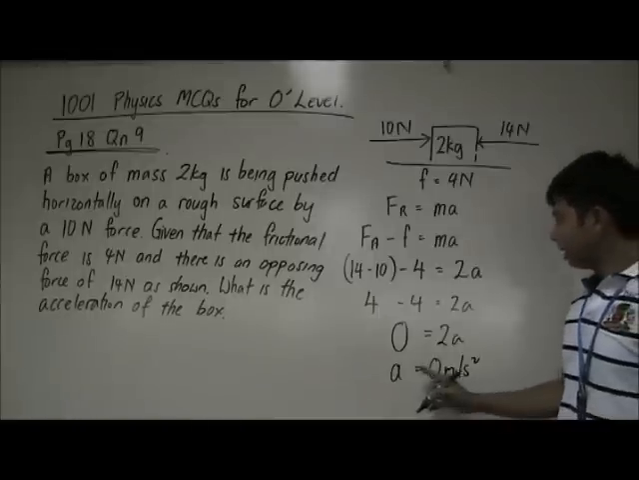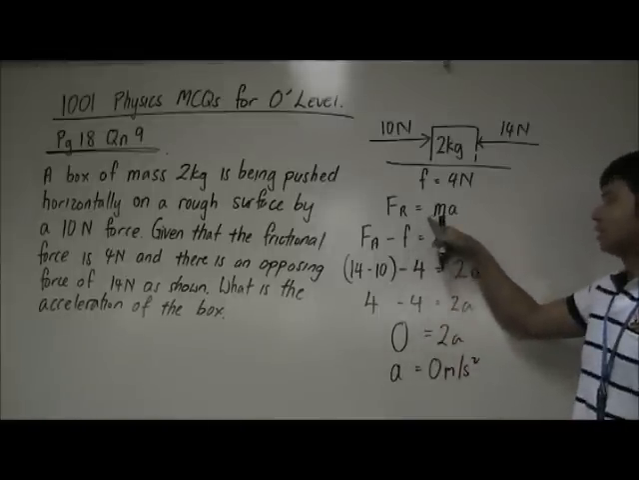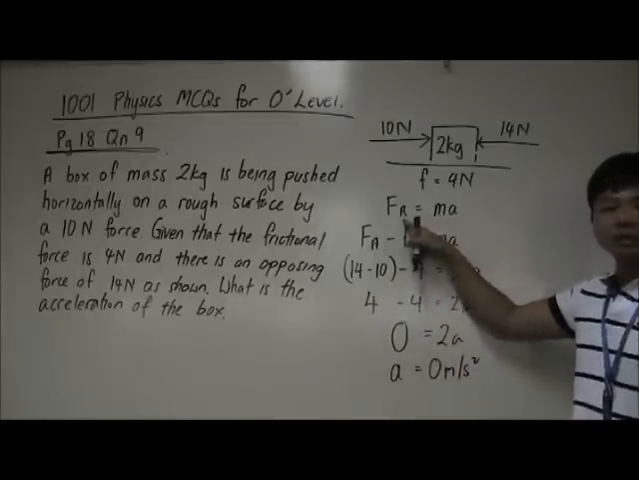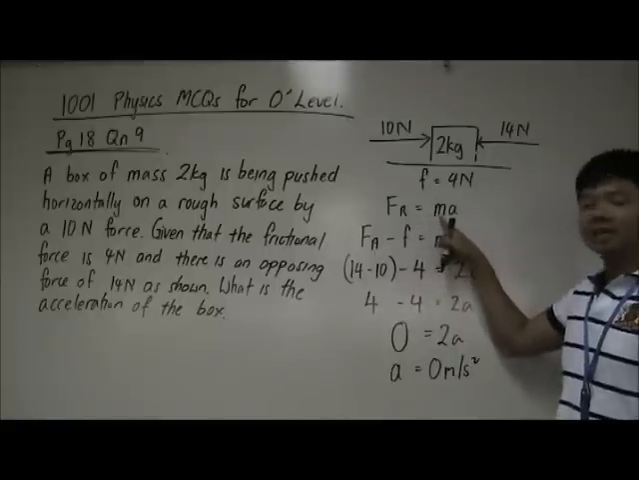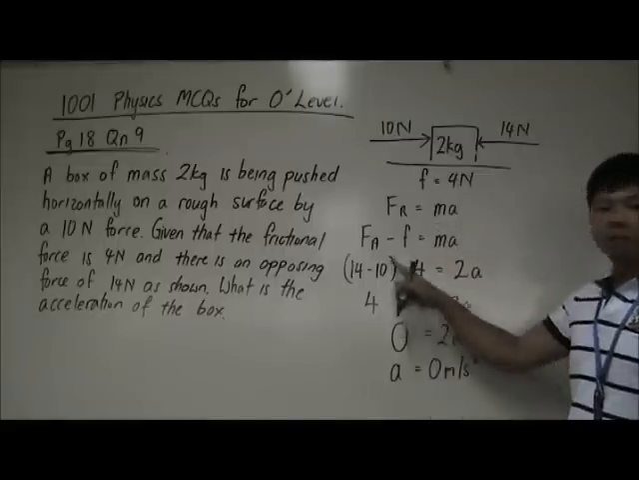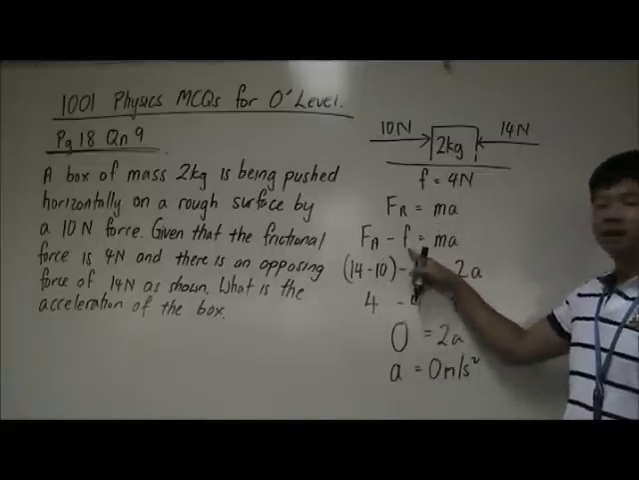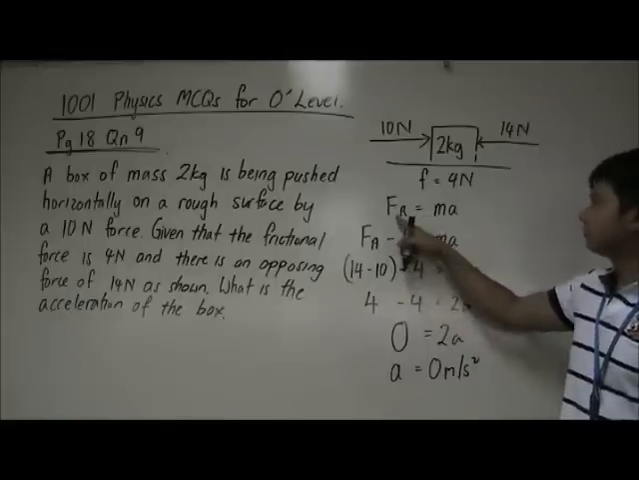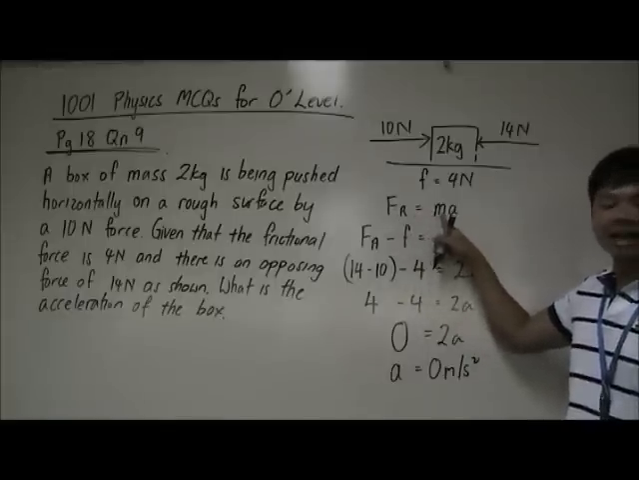Okay, let's go back to Newton's second law. Newton's second law states that when there's a resultant force acting on a mass, the mass will accelerate. So in this case, there is no resultant force because the applied force cancels out the friction totally, such that the resultant force is 0, hence the mass is not accelerating.